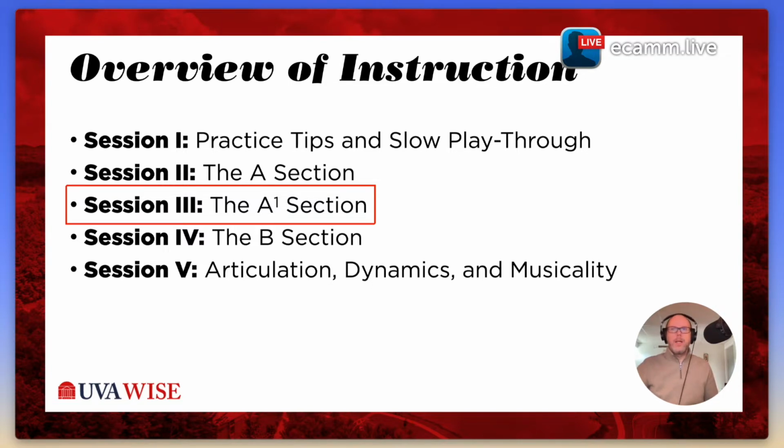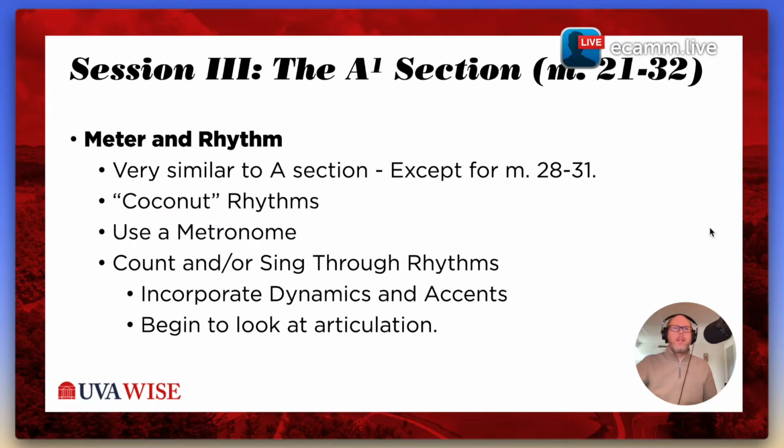So what are we looking at today? We'll be looking at the meter and the rhythm, first of all, of the A prime section, which runs measures 21 through 32. The rhythm of this section is very similar to the A section. If you've got the A section down pat, and we went through a pretty detailed description of how to count in 9/8, 6/8, 3/8 in those compound meters in our last session, and you need to review that, please pop back over there and take a look. Many of these rhythms are similar. However, we have a few at the very end where the composer has taken 28 and 29 from the B section, and then 30 and 31 are new rhythms we haven't seen just yet.